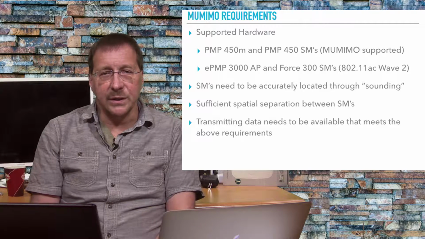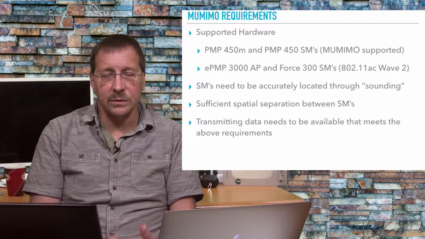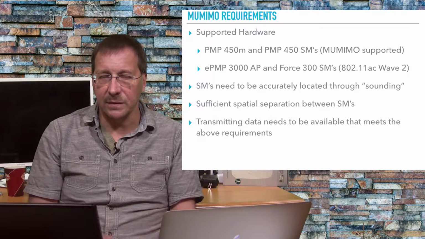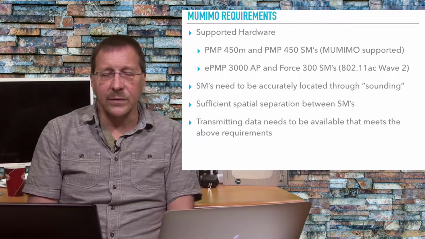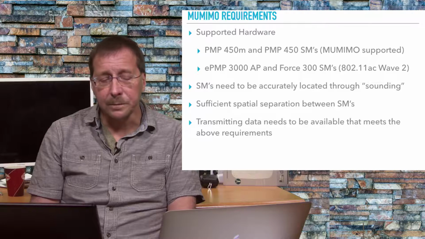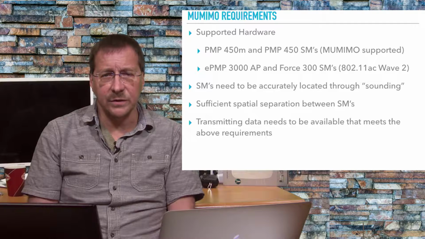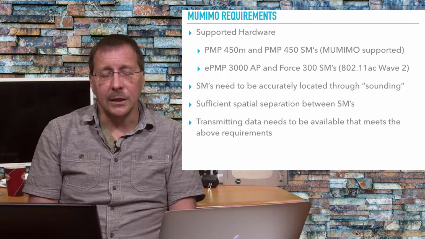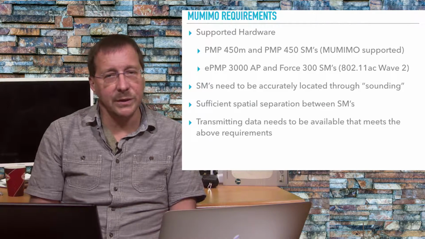The second major thing is that the SMs need to be accurately located through a process called sounding. The AP sends out a message saying, where are you? The SMs respond, and of course, because they've got that new chipset, they can respond back and forth. So they have to be accurately located. The third thing is that there needs to be sufficient spatial separation between the SMs, and I'll show you that in a second. And finally, there has to be sufficient data going to multiple SMs in order to make use of that. If you only have a little bit of data and it's only going to one SM, there won't be any multiple user because there's no need for it.